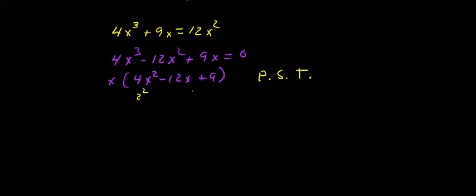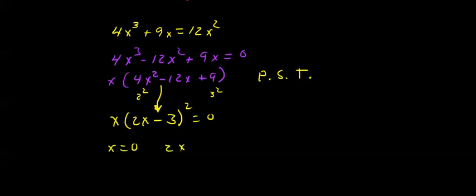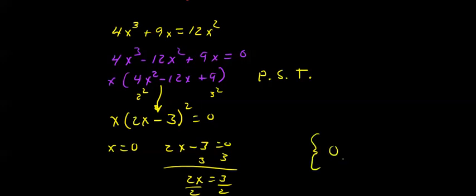2 squared is 4. 3 squared is 9. 2 times 3 is 6. Times 2 is 12. We factor this. We have 2x minus 3, quantity squared, equals 0. X equals 0, or 2x minus 3 equals 0. Add 3, 2x equals 3. Divide by 2. My answer is 0 or 3/2.